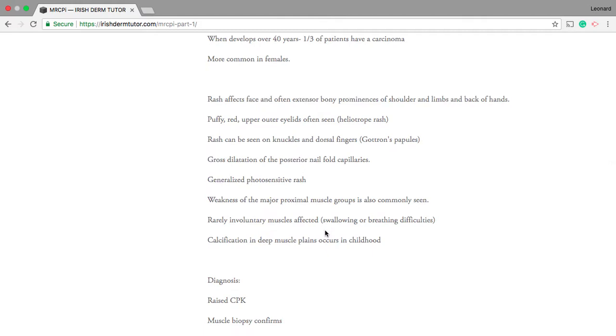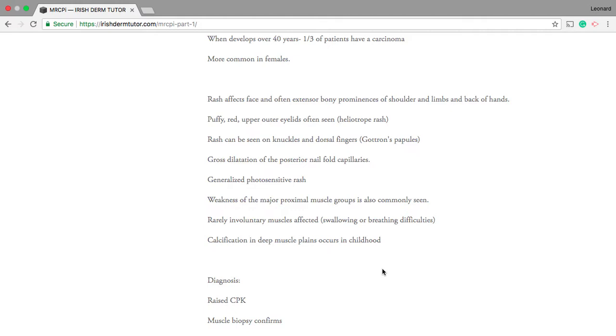with dermatomyositis, you often get weakness of the major proximal muscle groups. So, of course, you ask them if they've had any difficulty sitting up from a chair, climbing the stairs, or combing their hair. Rarely, you can get involuntary muscles affected also. So you may ask them about any swallowing or breathing difficulties. You could consider testing to see if their swallowing is fully intact. And you might also consider PFTs if they report any difficulties with breathing.